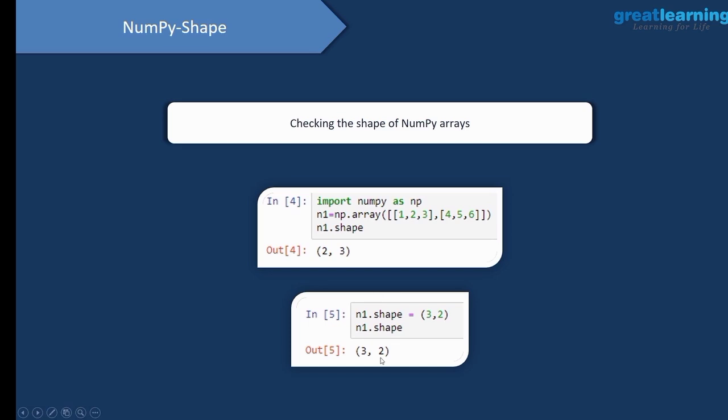all I have to do is invoke the shape method. So I'll just type in n1.shape, and then I'll assign the shape which I want to assign to this NumPy array. Initially it was 2, 3. I want to change it to 3 cross 2, and that is what I'll assign to the n1 array.